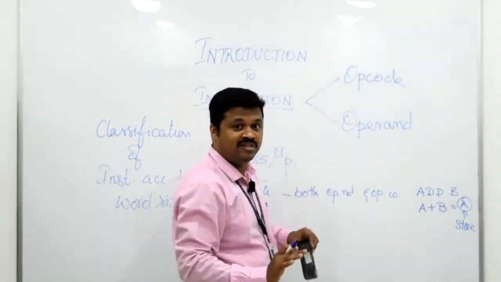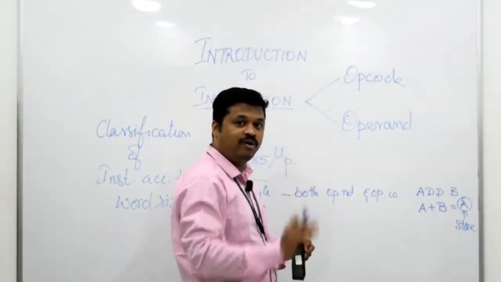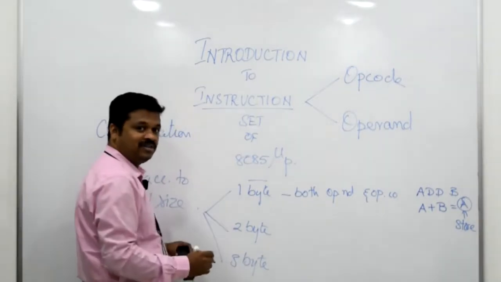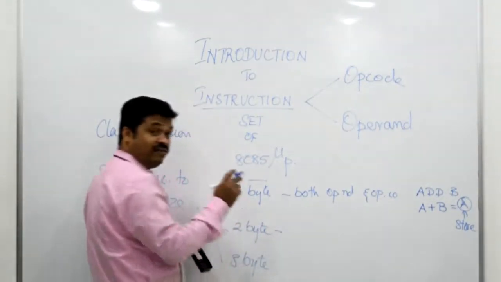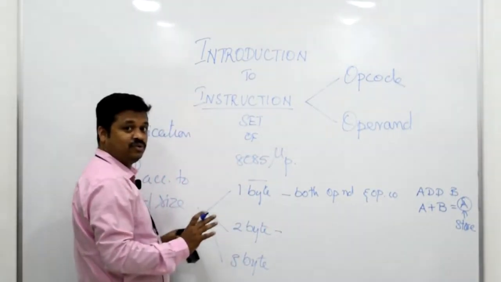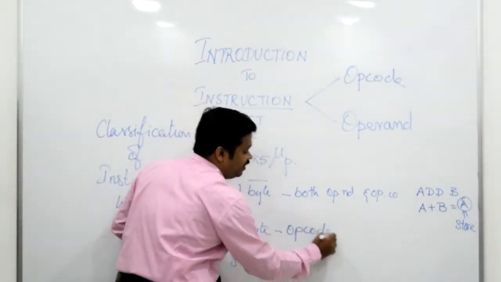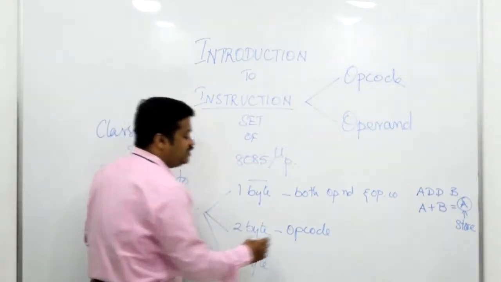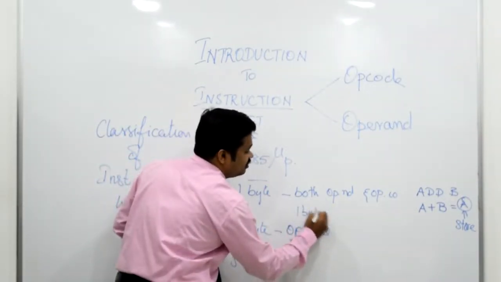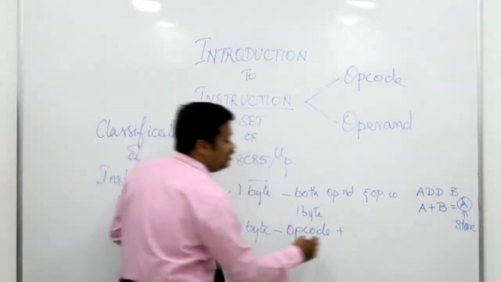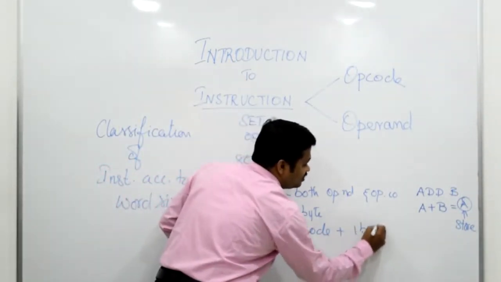If you see any instruction which has both the operand and opcode in the same instruction, you call it a 1 byte instruction. Coming to the 2 byte instruction, every instruction will have an opcode because that is the task you have to do. In a 2 byte instruction, you will have an opcode which is 1 byte in size, and an operand which is 1 byte in size.